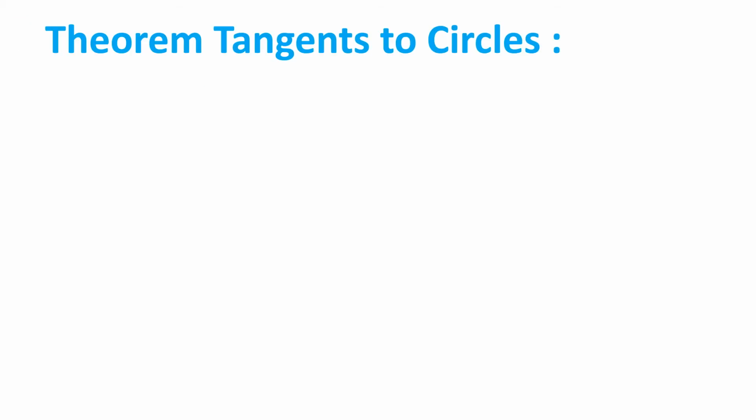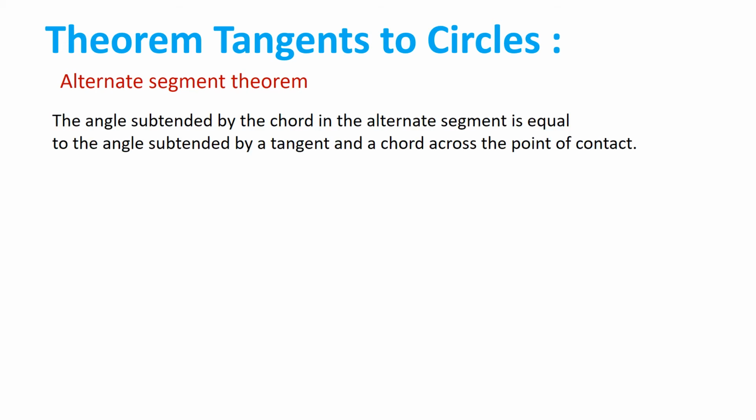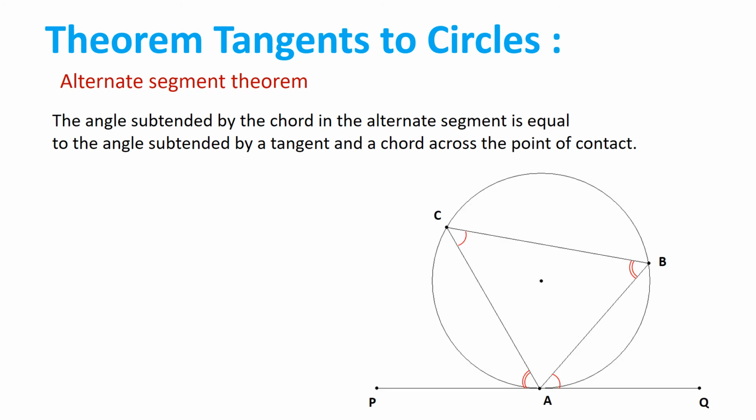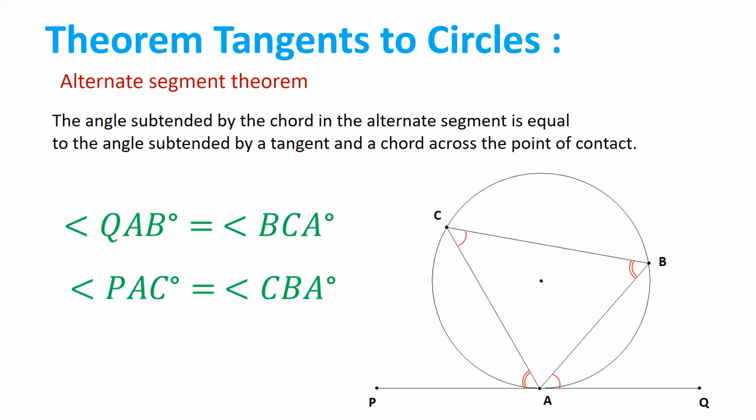Theorem: tangents to circles. Alternate segment theorem. The angle subtended by the chord in the alternate segment is equal to the angle subtended by a tangent and a chord across the point of contact. Angle QAB equal angle BCA. Angle PAC equal angle CBA.